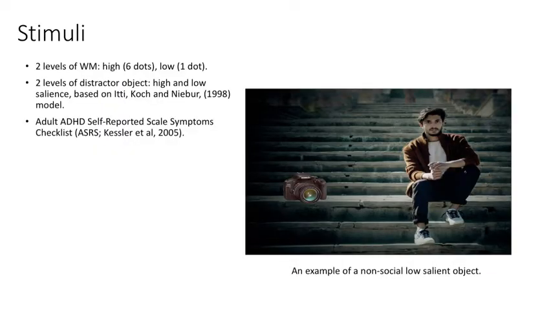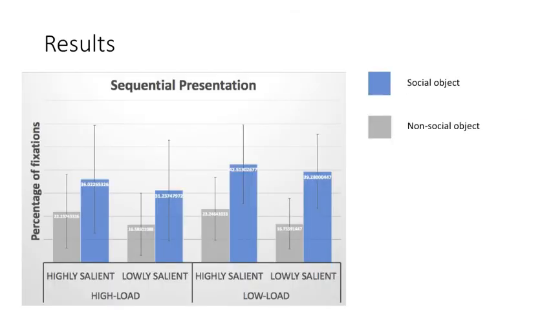The stimuli had two levels of spatial working memory, high with 6 dots and low with just 1 dot. Two levels of distractor object, the non-social object with high and low salience based on the Itti and Koch model. And participants were also asked to complete the Adult ADHD Self-Report Scale symptoms checklist. What you can see in this image is an example of a non-social low salient object.